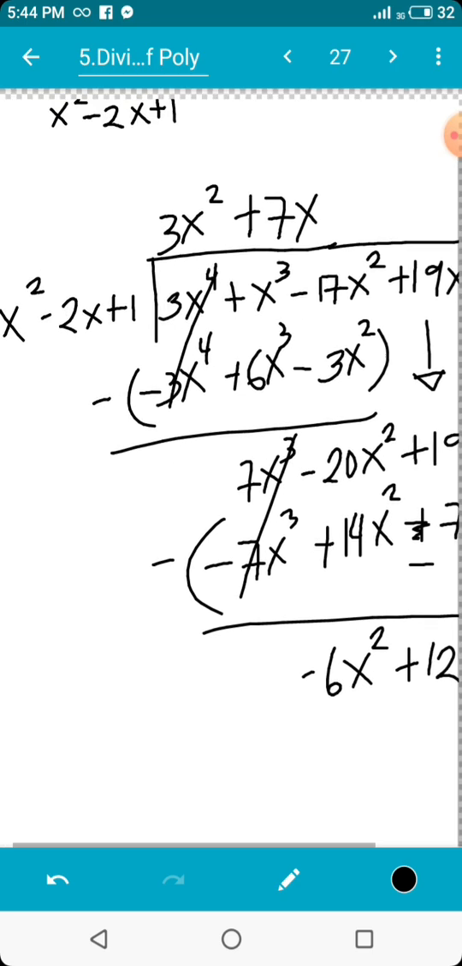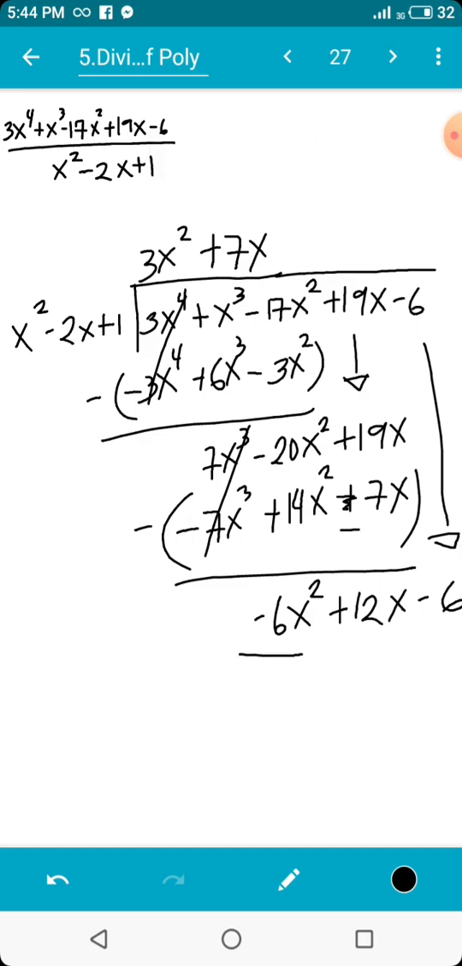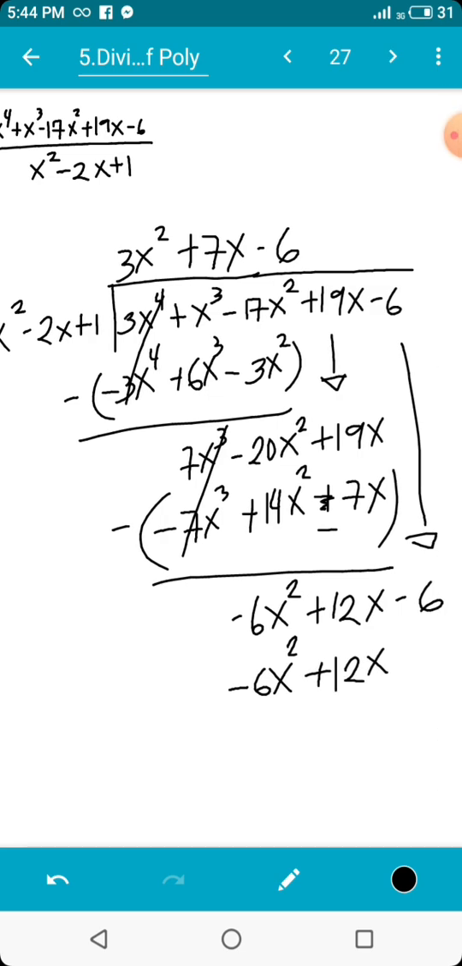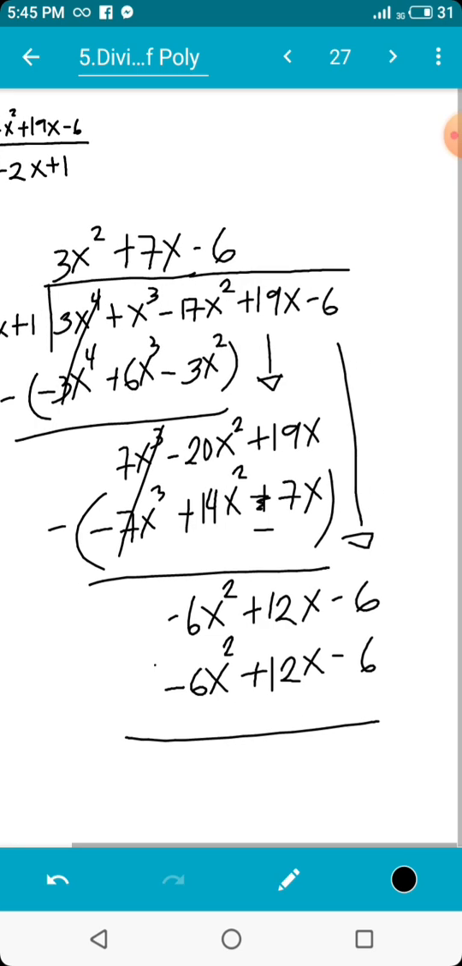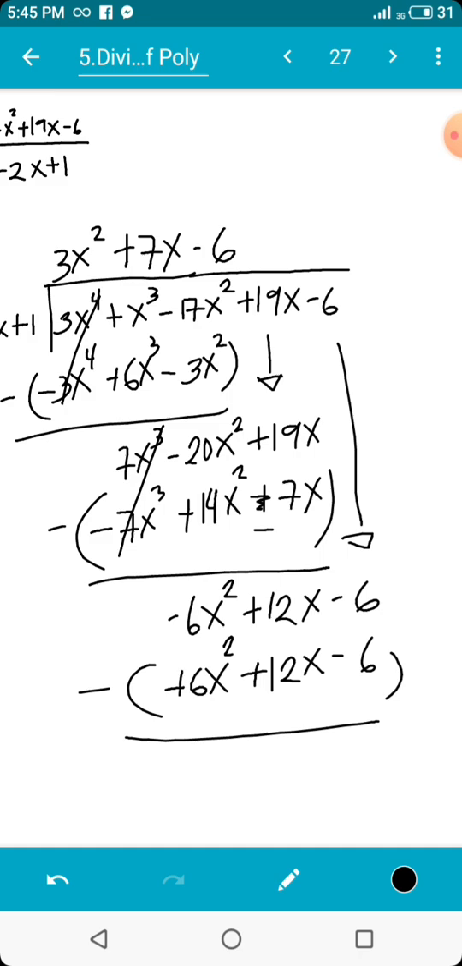Ayan. So, divide ulit natin siya. So, negative 6x squared divided by x squared. That is negative 6. Okay? So, negative 6 times mula naman dito. So, we have negative 6x squared, and then positive 12x squared, and then we have negative 6. So, minus ulit natin. Don't forget the open and close parentheses. So, magiging positive, magiging negative, magiging positive.